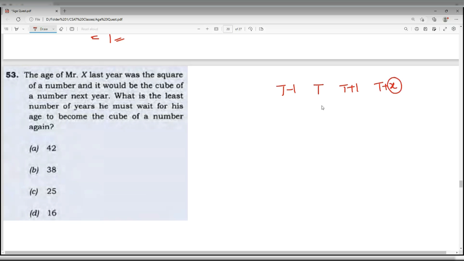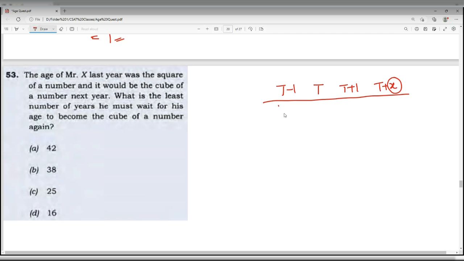Okay, so what they're saying is the age of Mr. X last year was the square of a number. So let the age last year be x square. Sorry, we'll take some other variable. We have already taken x here.